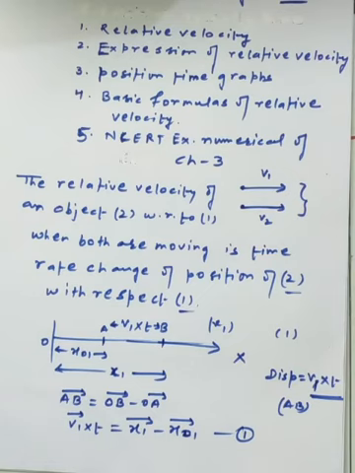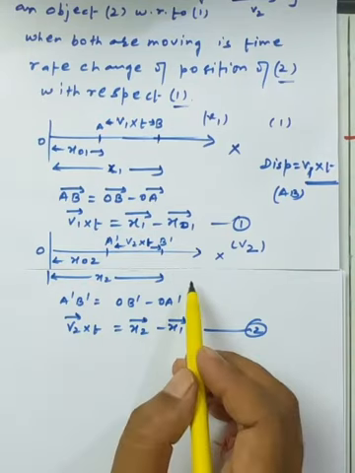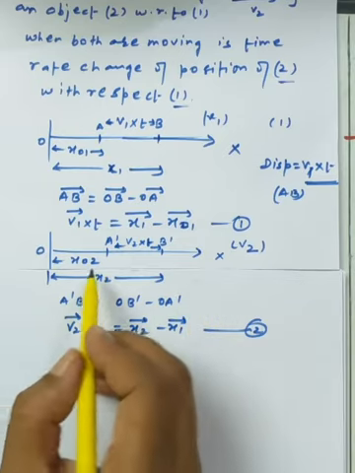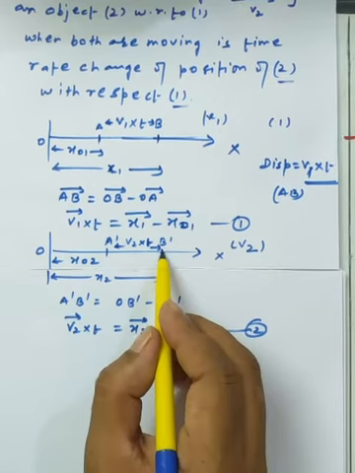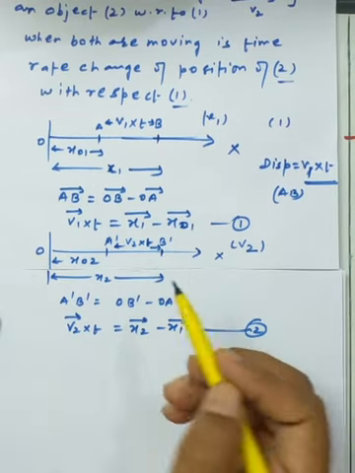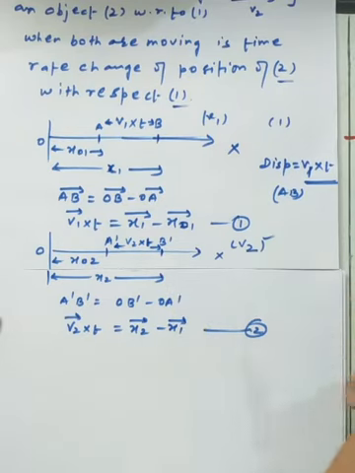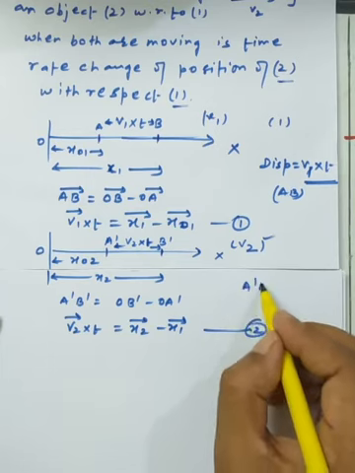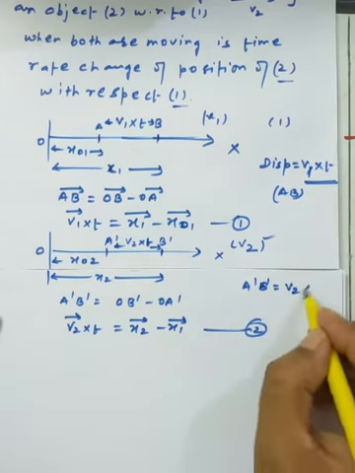Now we will do the same thing for object 2, which is moving with the velocity v2. I have assumed that the second object is moving along a straight line, and initially it has the position x02 from O, and it reaches the point B dash. Its position from O is x2, and it is moving with the uniform velocity v2. So we can state the displacement A dash B dash using the concept v2 into t.